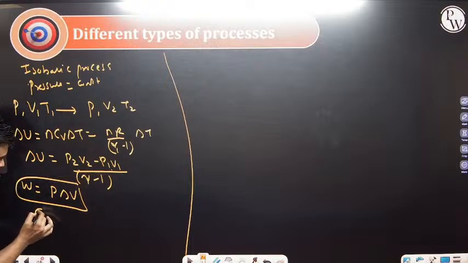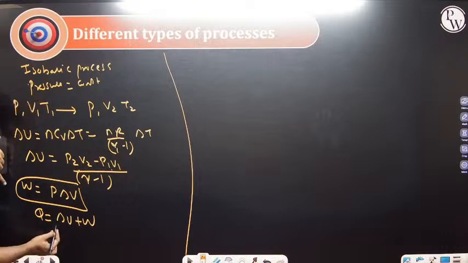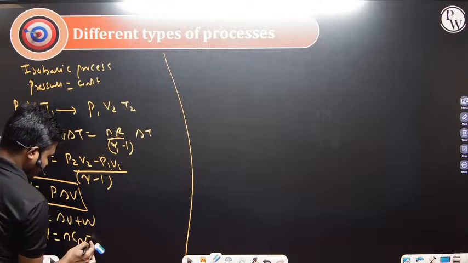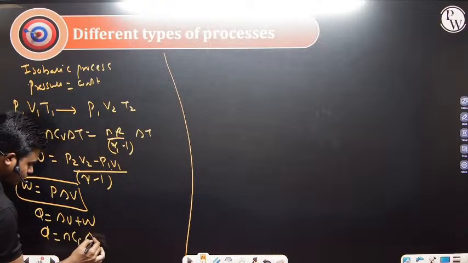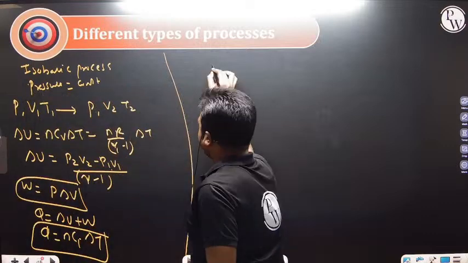And second is the Q value. If they are asking for the Q value, it is delta U plus W. You calculate delta U, calculate W, and from here you can calculate Q. Or directly you can write Q is equal to n Cp delta T. So this will be the heat that is supplied at constant pressure.